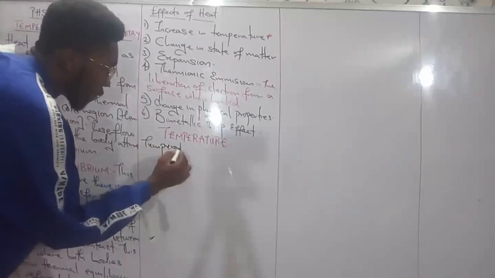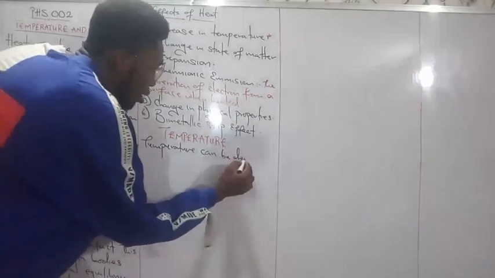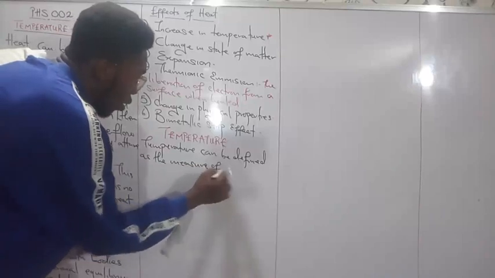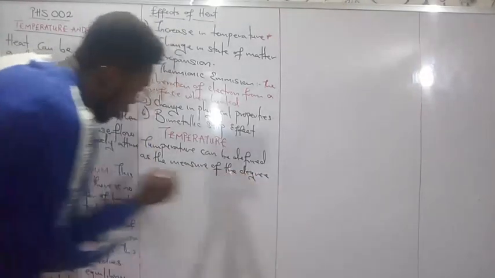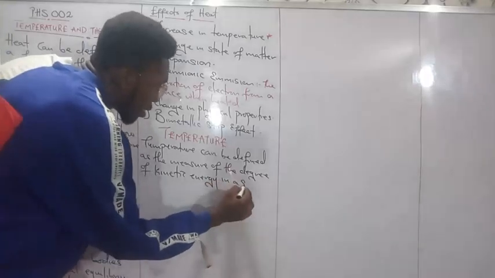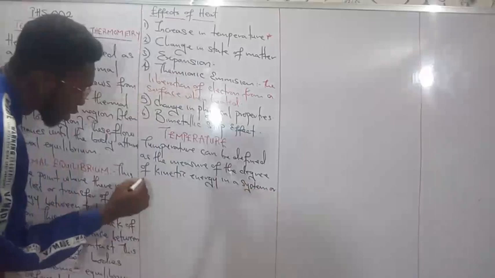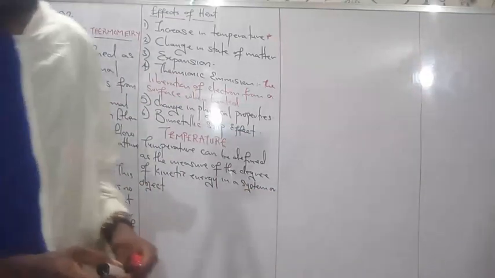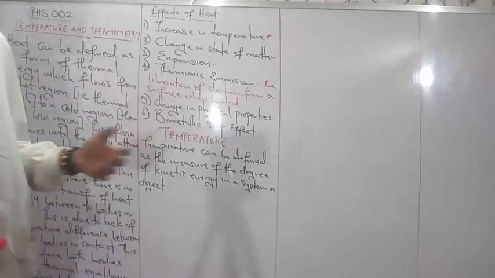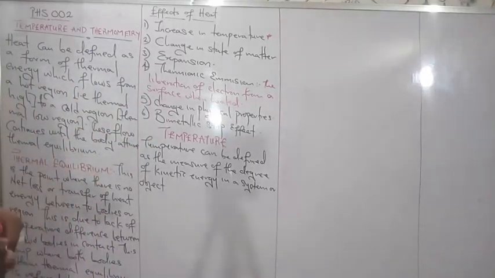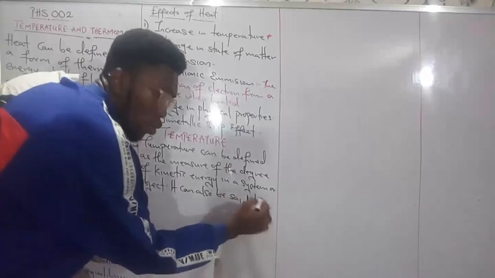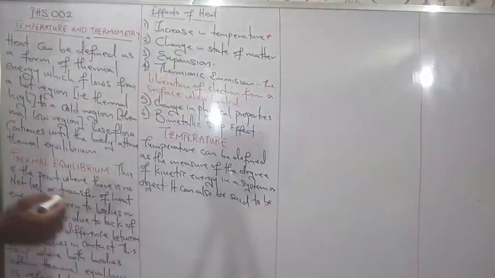Temperature can be defined as the measure of the degree of kinetic energy in the system or object. That's what temperature is: the measure of the degree of kinetic energy in the system or object. We can also appreciate that temperature is the hotness and coldness of the body.